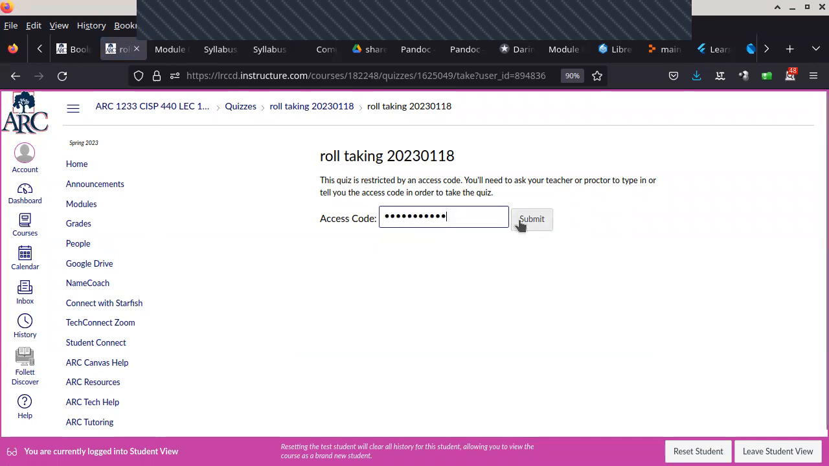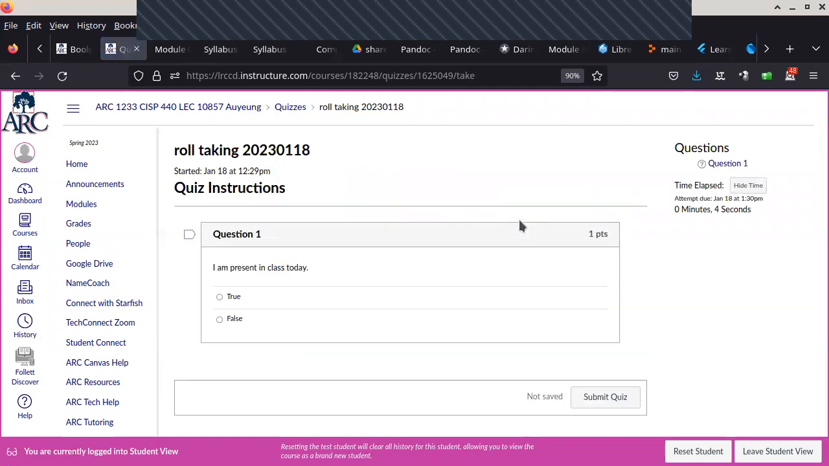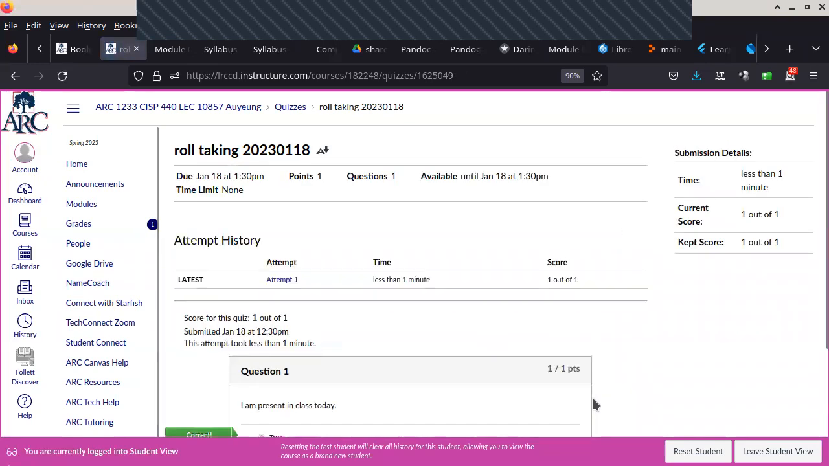If you type in the wrong one, it's okay. It will just tell you that it's the wrong one, and you just want to make sure that you're typing the right one. Then you have to answer true, because I don't see any reason why someone would click false. Then you click submit quiz. That's all you need to do. Is that okay? All right.